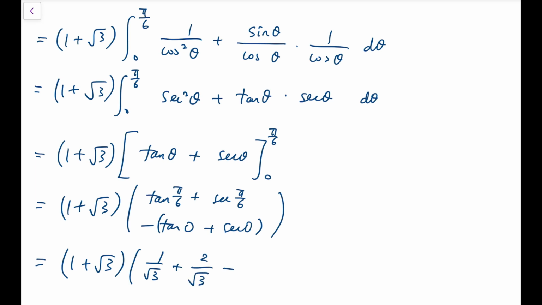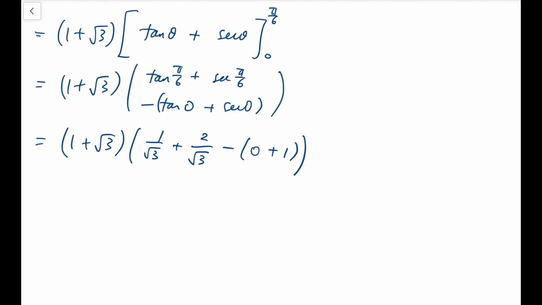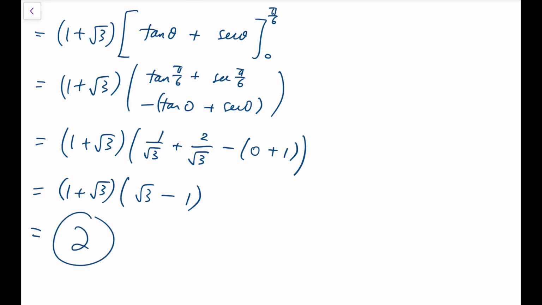That's the reciprocal of root 3 over 2, minus 0 plus 1. The reciprocal of 1 is still 1. So now we have the two fractions added together, which is 3 over root 3. So that's root 3 and minus 1. And we can make use of the identity of the difference of squares to get root 3 whole squared, that's 3, minus 1 squared, so it's 2. And this is the final answer.